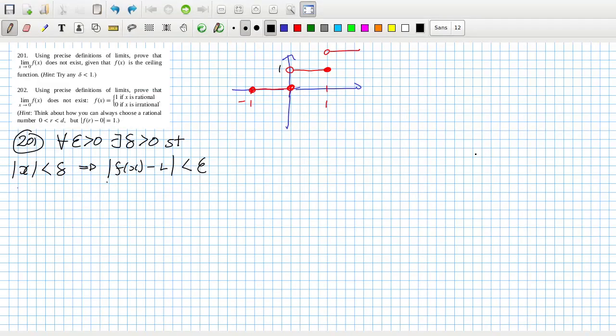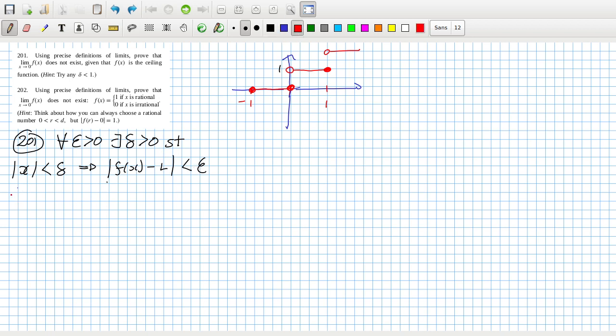Okay. The ceiling function looks like this. Basically it rounds up your number. And we want to show that no limit exists, so there's a jump discontinuity here. So if the limit exists, then for all epsilon greater than 0 there exists a delta greater than 0 such that if the absolute value of x is less than delta, then the absolute value of f(x) minus L is less than epsilon.